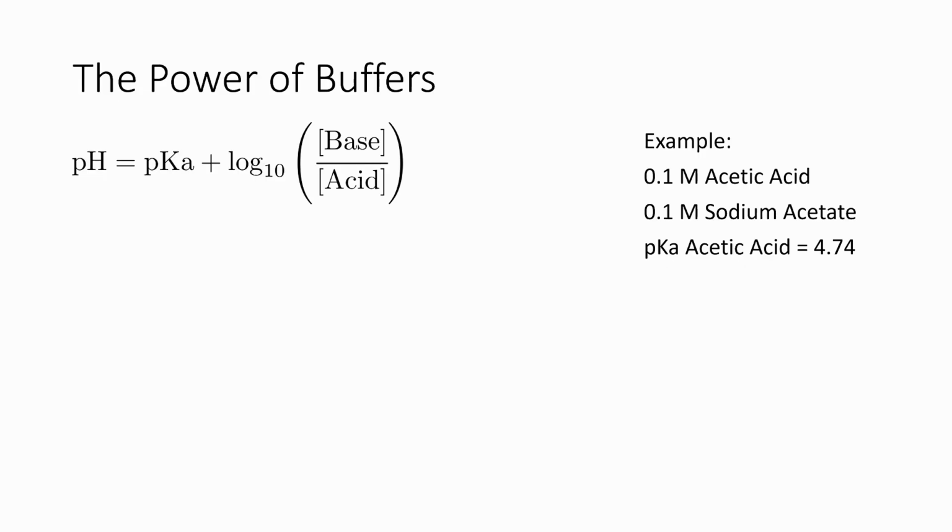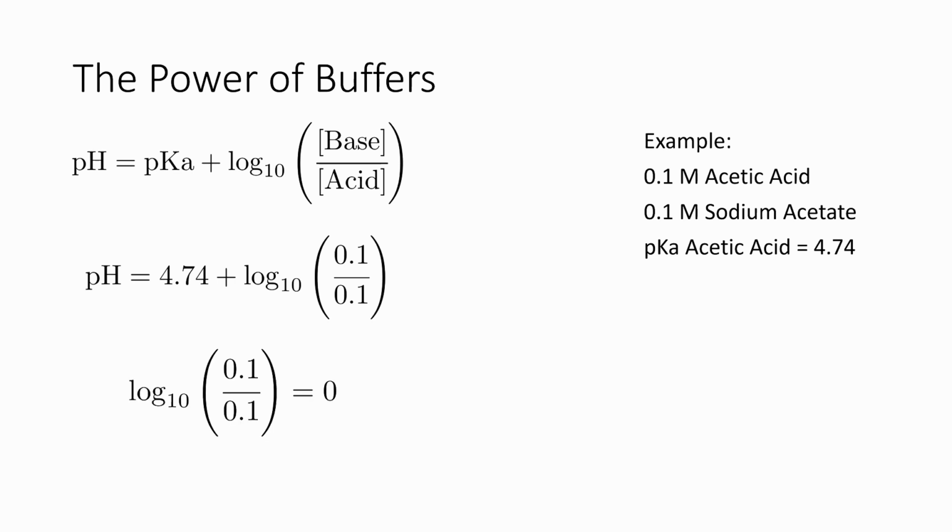Let's go through an example to make sure we know what's going on. Let's pretend we made a buffer solution with 0.1 molar acetic acid and 0.1 molar sodium acetate. To calculate the pH of this buffer solution, all we need is the pKa of acetic acid, which is around 4.74. We just plug in 4.74 for pKa and replace base and acid in our equation with 0.1. Since the ratio of 0.1 over 0.1 is 1, and the log of 1 is 0, we can easily see that the pH of this solution will be 4.74.